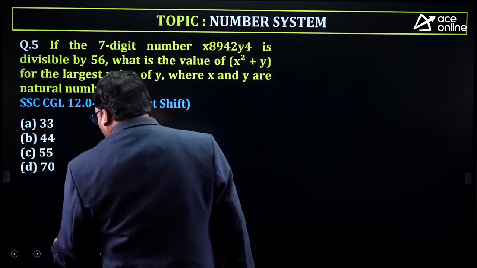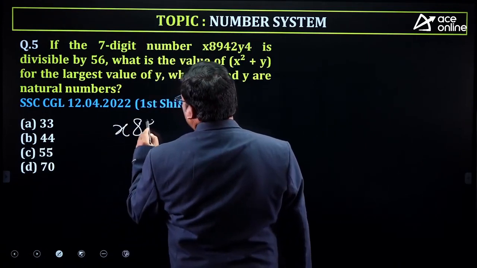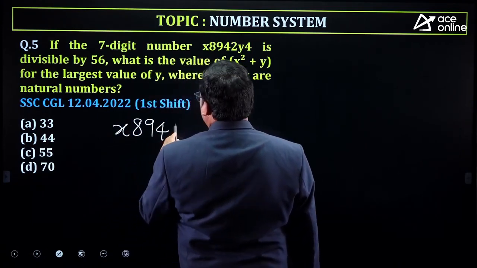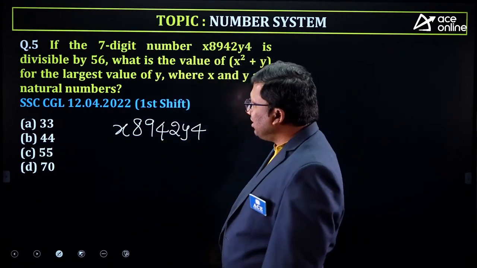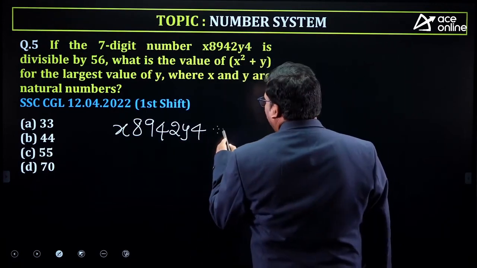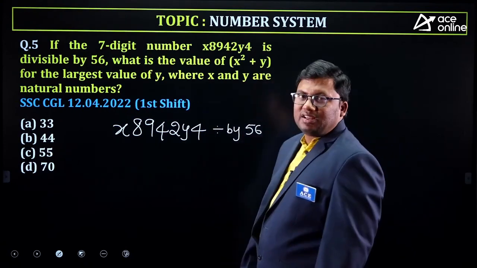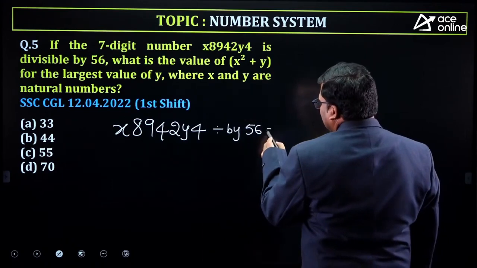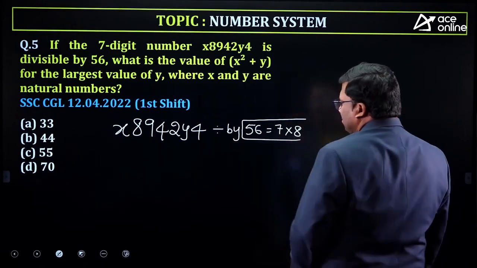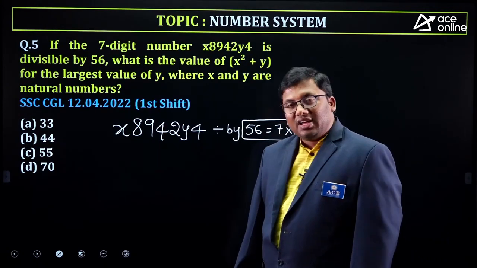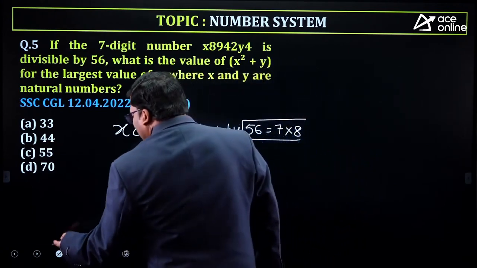Next one. See this question. There is a 7-digit number X8942Y4. This is a 7-digit number. This number is divisible by 56. 56 is a composite number. So, to determine the divisibility rule of 56, first we need to do the divisibility rule of 7, then the divisibility rule of 8. Then we have to combine. Answer should be divisible by 8.